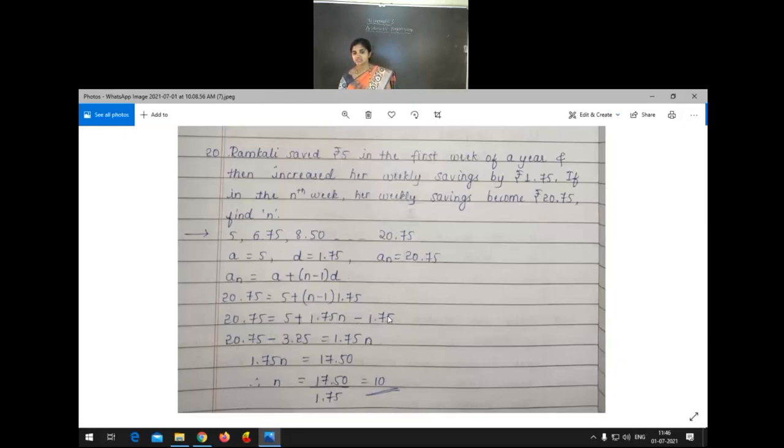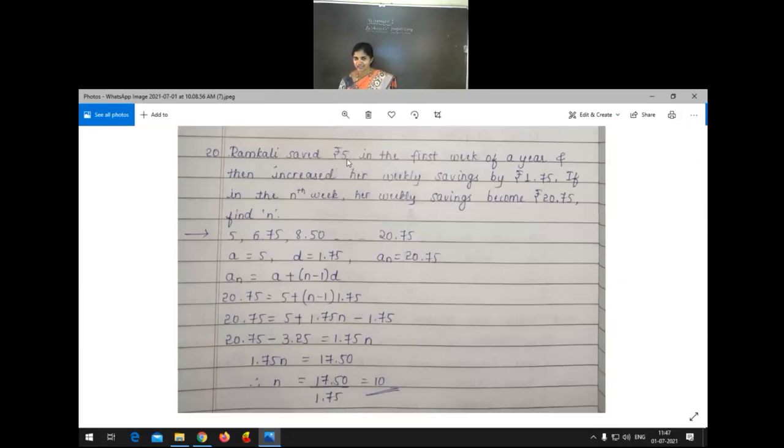Keep 1.75n this side only. 5 minus 1.75 is plus 3.25. Take this 3.25 to this side, that is minus 3.25. Then 1.75n is equal to 20.75 minus 3.25, which is 17.50. Then n is equal to 17.50 divided by 1.75. By looking at this, you can say the answer directly: 10. Total 10 weeks. Got the idea now?